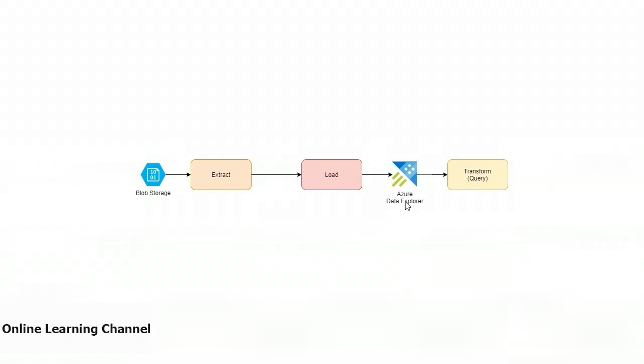The transform, which is the T part of the ELT, is going to take place during the query. So every time we query Azure Data Explorer for the data, we're going to do a specific transform on it to put it in the format that we want. So let's take a look at how you do that.